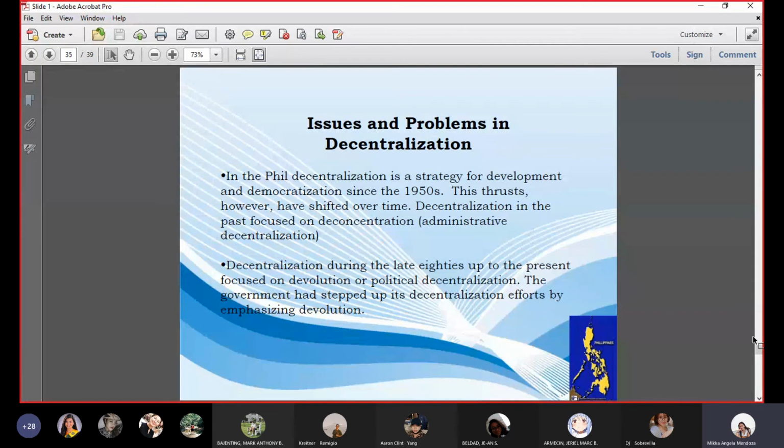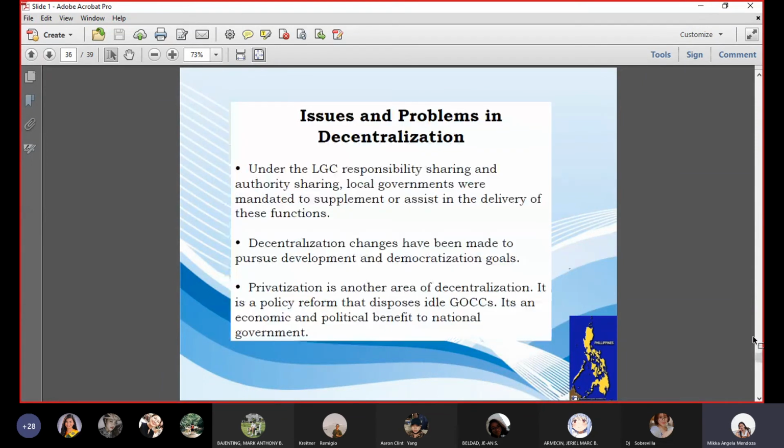Okay? Decentralization during the late 80s up to the present focused on devolution or political decentralization, and the government had stepped up its decentralization efforts by emphasizing this devolution. So that's the issues on decentralization. Another is, under the LGC, responsibility sharing and authority sharing, local governments were mandated to supplement or assist in the delivery of these functions, and decentralization changes have been made to pursue development and democratization goals.